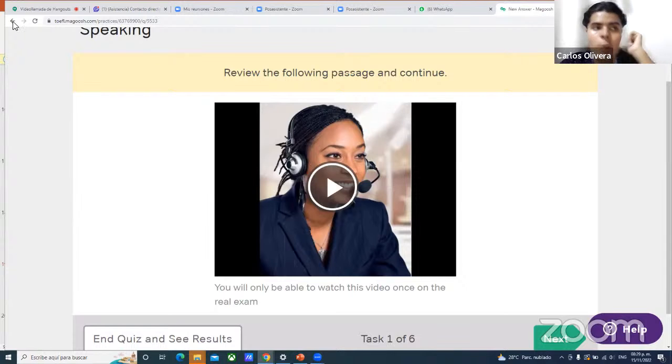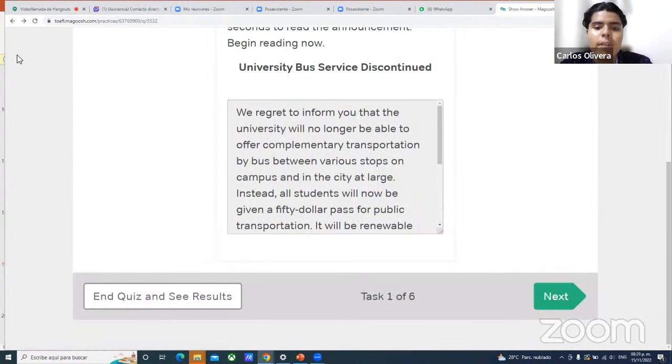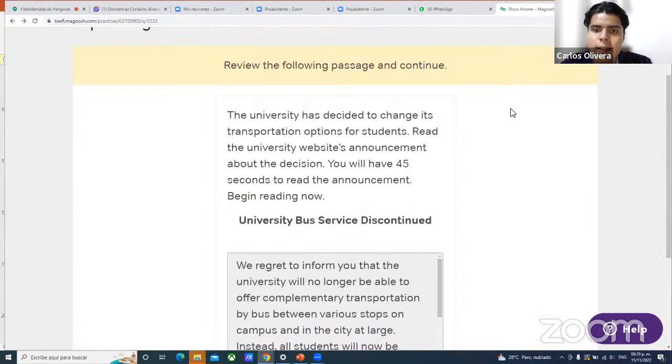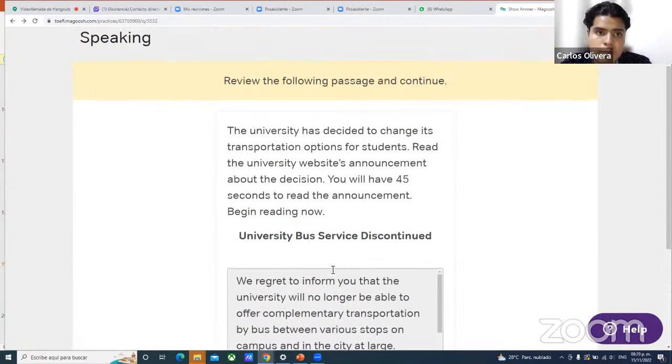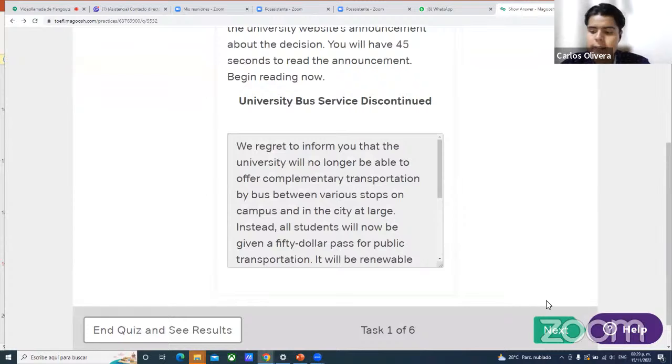Now, I wouldn't recommend you to do that, dear students. If you have remaining time here that you're not using because you finished reading before the 45 seconds are over, I would recommend you to stay here without pressing the button next. Take your piece of paper, take your pencil, and start writing down your summary of this passage. Start thinking in your mind how you're going to summarize this and write. Okay, I'm going to say, the university is planning to shut down this bus service because they say this and they say this. Just start to plan your response.